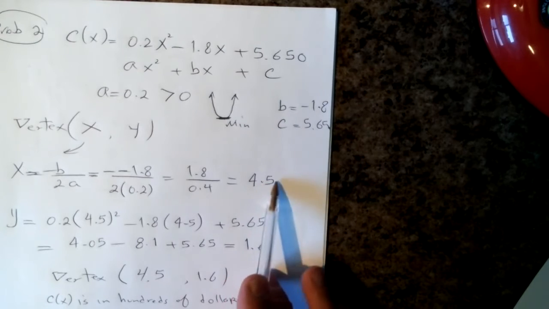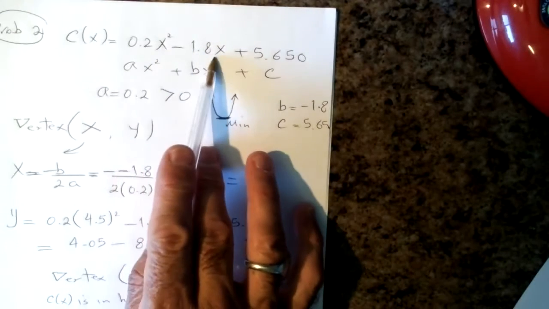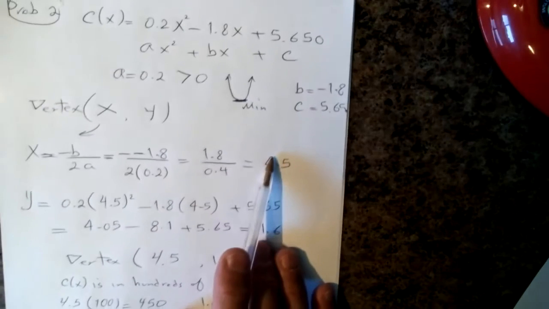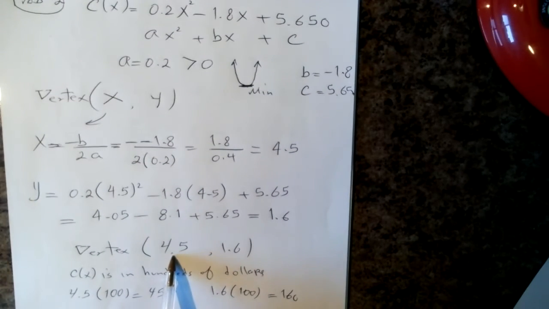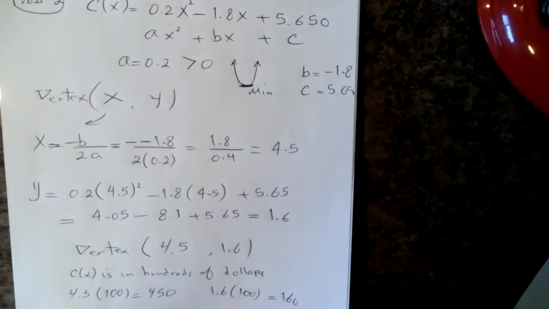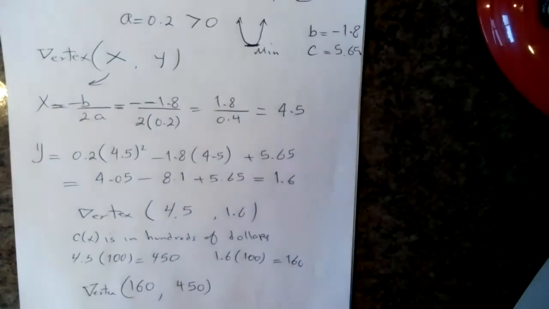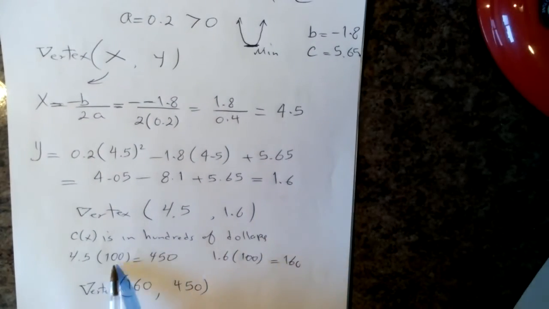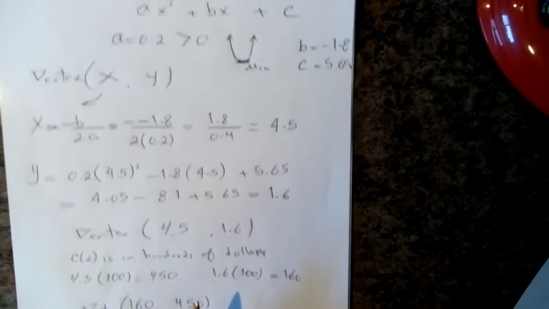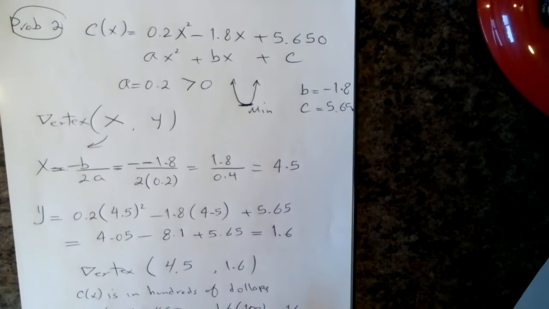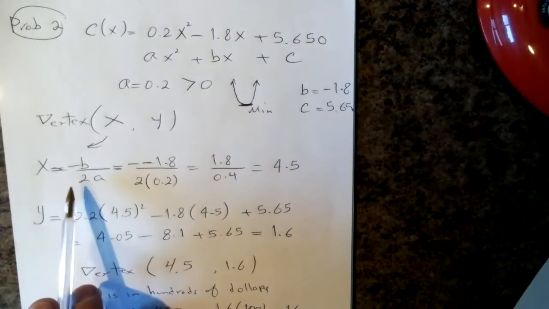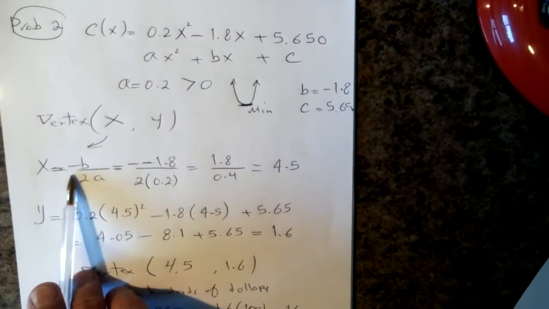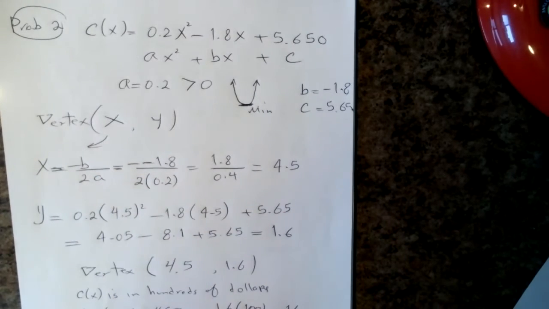How do I find the y? Take this x and substitute it here into the equation for x. That gives you the y value. So our vertex is 4.5 and 1.6. And since they mentioned in the problem that Cx is in $100, all I need to do is take each of these and multiply by 100. Okay, so remember now for these kinds of problems, to find the vertex, we don't have to rewrite the equation. We could just go ahead and find the vertex from this formula, minus b over 2a.